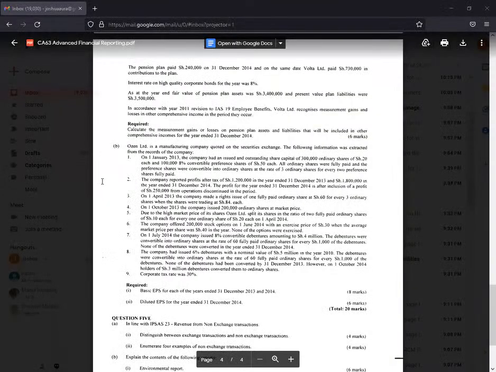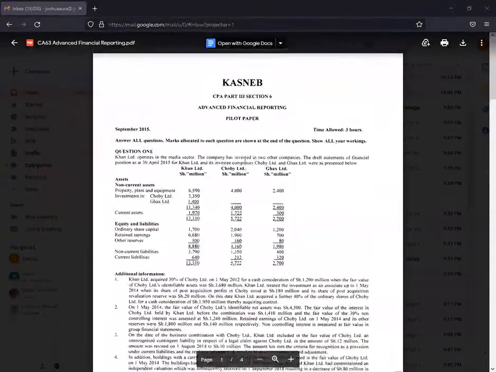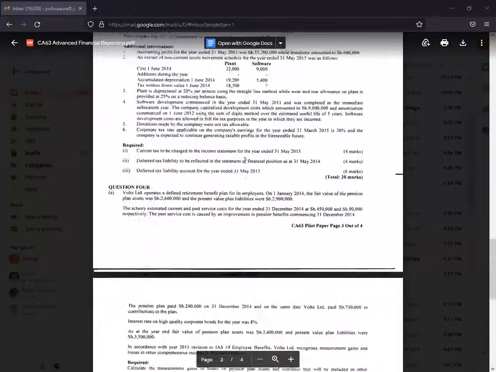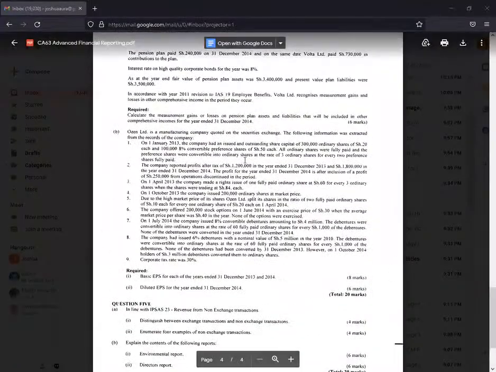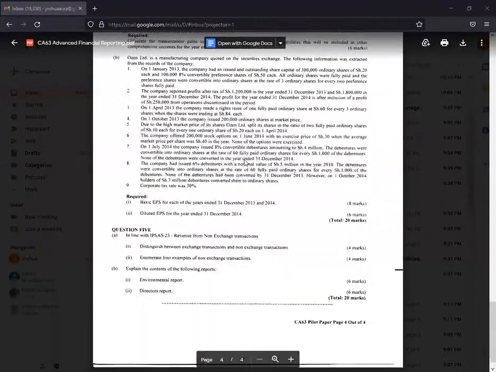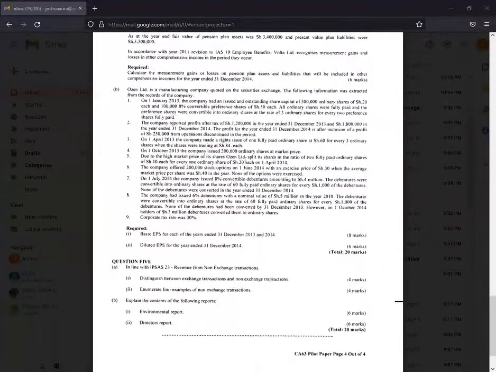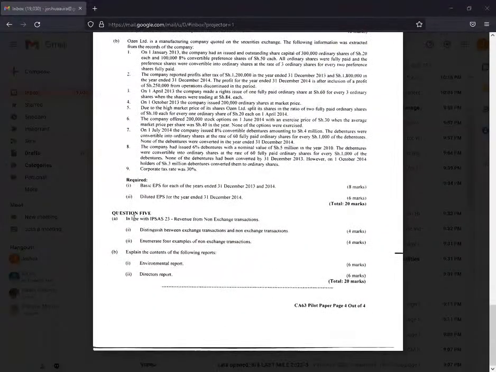Yes. Are you able to see my screen? This is September 2015, the pilot paper. September 2015, question number 4, part B. And you can see now, these guys have brought in this concept of question number 5 being theoretical, like now, in line with IPSAS 23, revenue from non-exchange transactions.